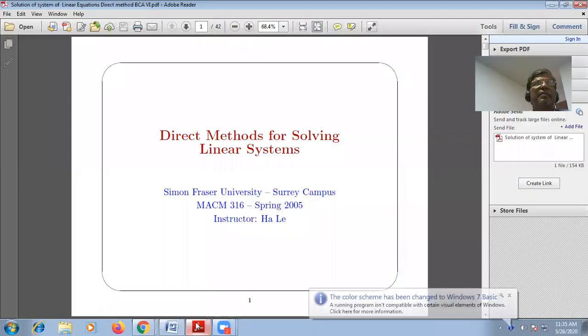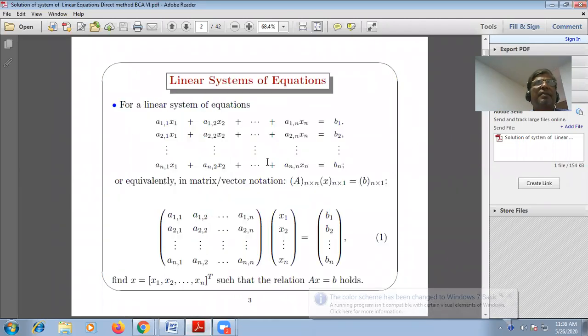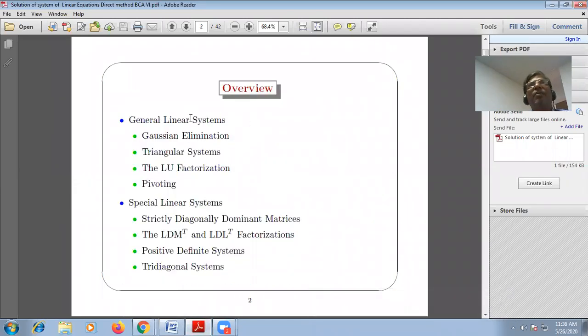to make this point more clear, I would like to share a study material. Kindly see this. This is direct method for solving linear system of equations. An overview of this topic is: here we shall try to know the general linear system. I will explain what is Gaussian elimination, what is triangular system, what is LU factorization, pivoting, that is also in our syllabus.